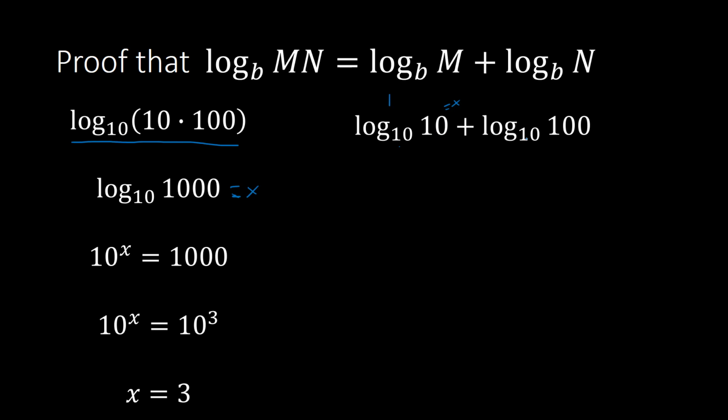Same thing over here. 10 to some power gives me 100. Well, 10 to the second power gives me 100. So this would be the same thing as 1 plus 2, which would be 3. Now notice in both cases, we get the same solution. Over here is 3, and over here it is also 3. So we just showed you that this first law is indeed true.